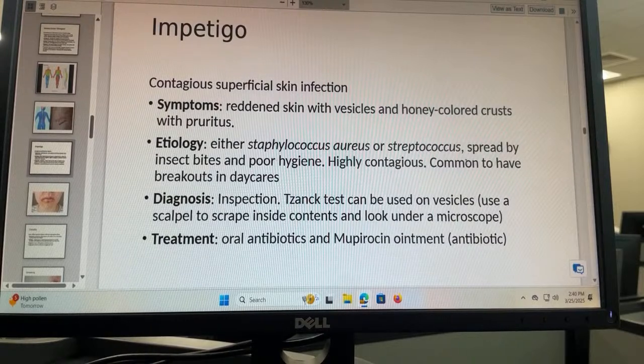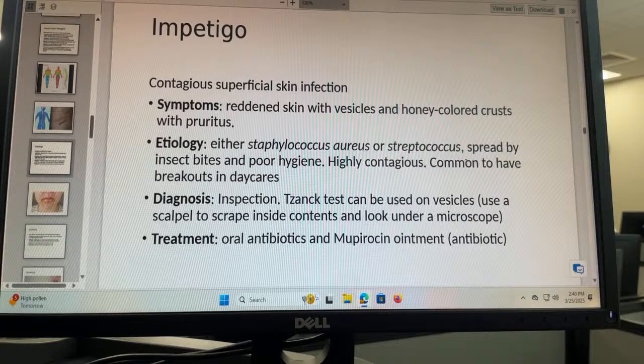Diagnostics again is usually just by inspection. Most of the derm diseases can be just visualized and you know what it is. There's also something called a Tzanck test. Anytime there's a vesicle, and vesicles show up with a lot of skin disorders, you can use a scalpel to scrape some of the fluid out of it, and then you can look under the microscope to see, do you see viruses, do you see bacteria, or what's going on. So that test is useful anytime there is a vesicle.